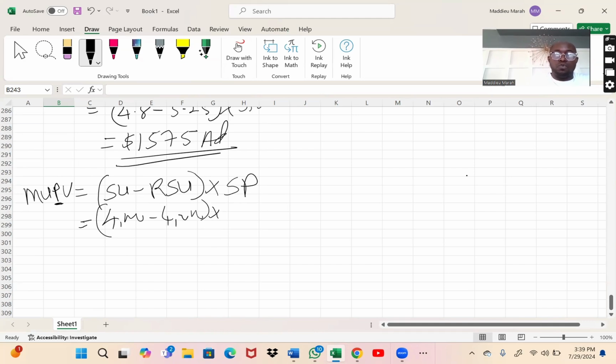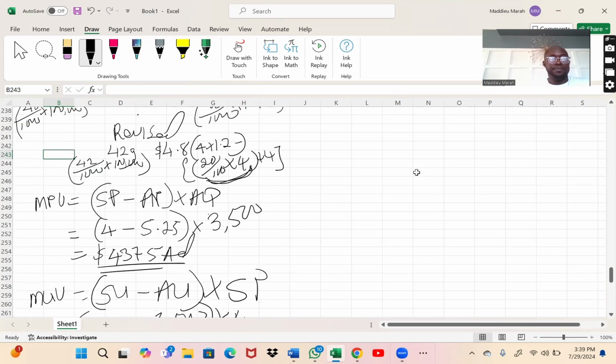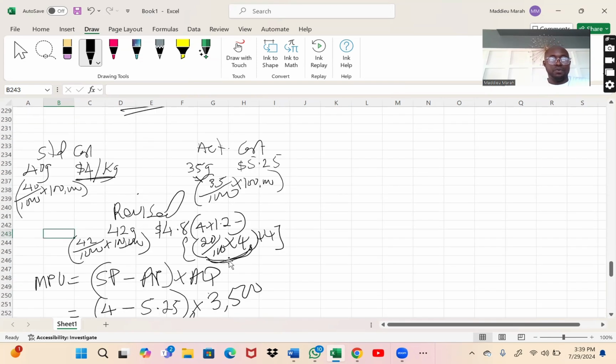Standard price 4. You confirm? Yeah, $4 per kg. Is that clear? $4 per kg. So that is our standard price.